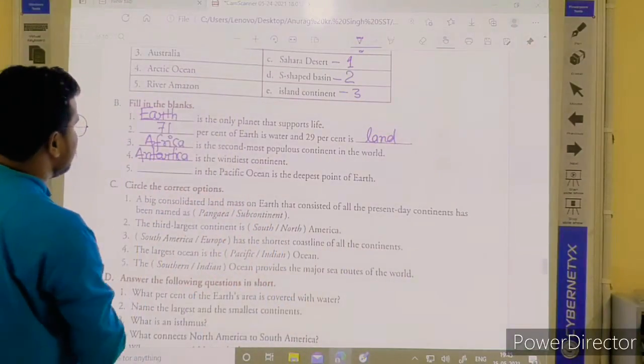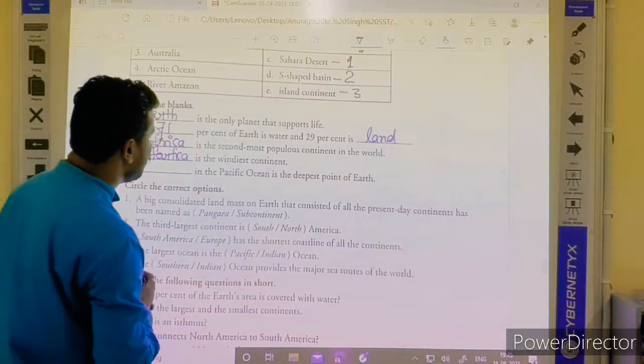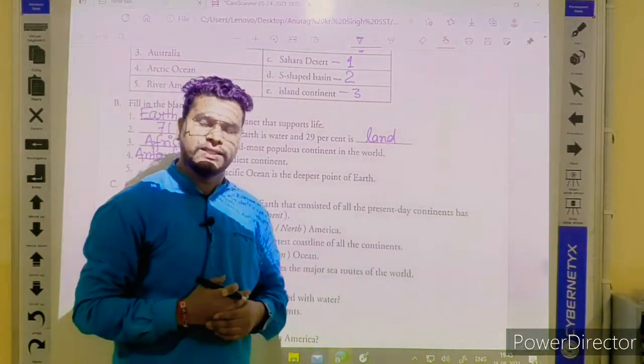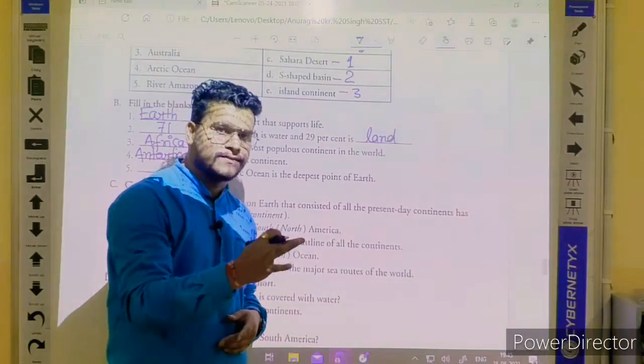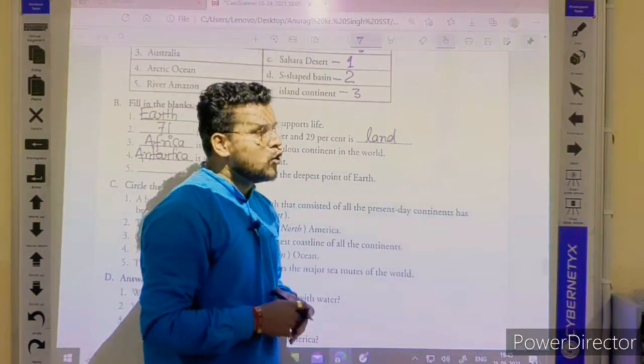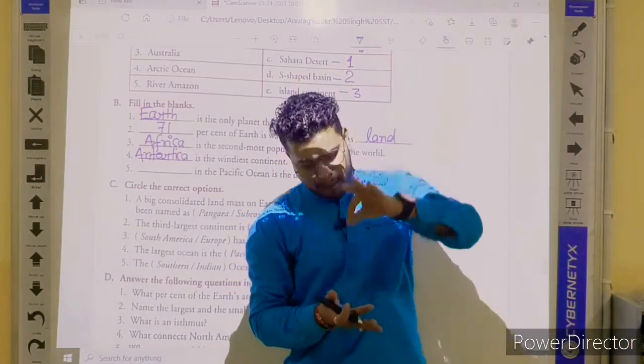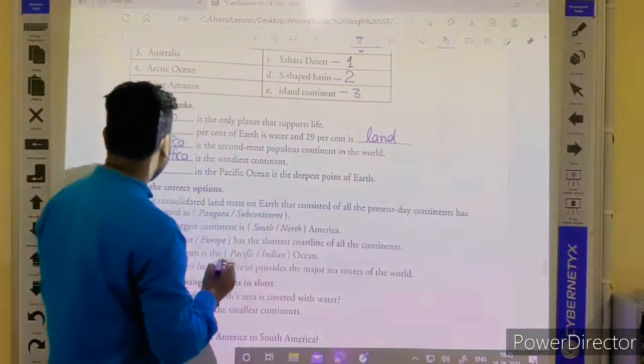Now students, come to the fifth fill in the blank. Dash in the Pacific Ocean is the deepest point of the earth. The name is Mariana Trench, which is the deepest point of the earth. Mariana Trench.